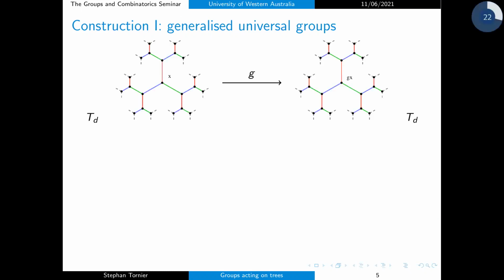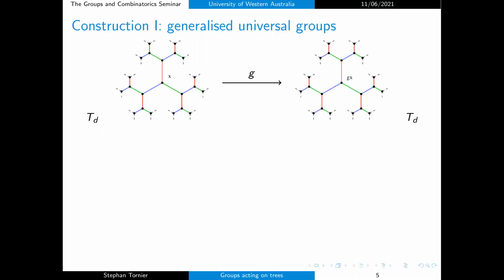And I've talked about this a few times before, so some of you may have already seen this. Generalized universal groups, again, it's after Burger-Mozes from 20 years ago, but slightly generalized. So let me tell you how this construction works. I start with the regular tree T_d on the top left-hand side there. And I color it in a regular fashion in such a way that every vertex sees exactly all the colors around it, red, green, blue in this case.